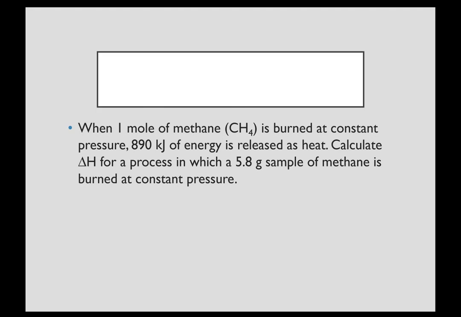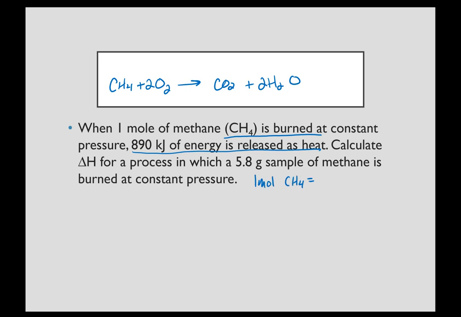So I have 1 mole of methane being burned. So that's a combustion reaction, if you recall from a long time ago when we did that. Combustion reactions use oxygen and always produce carbon dioxide and water. And when I go to balance this, I need a 2 in front of the oxygen and a 2 in front of the water. So 1 mole of methane is burned at constant pressure. 890 kilojoules of energy is released as heat. So 1 mole of CH4 is going to release 890 kilojoules of energy.